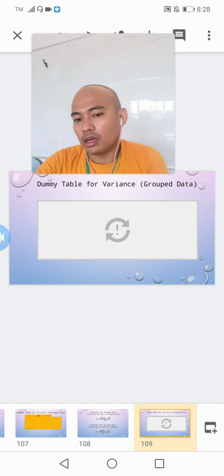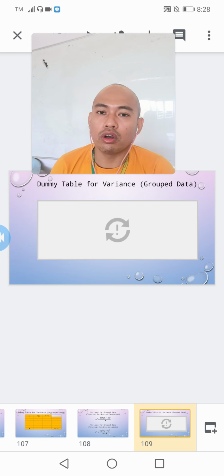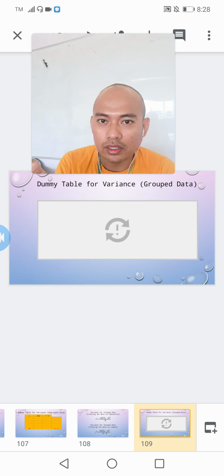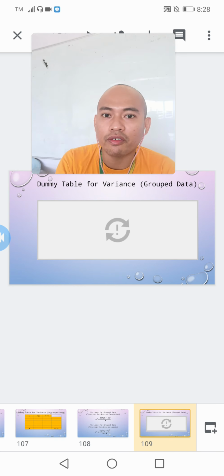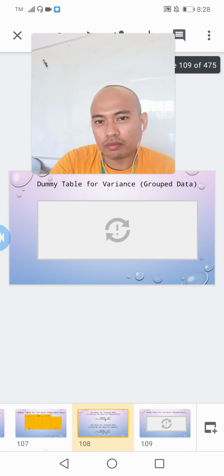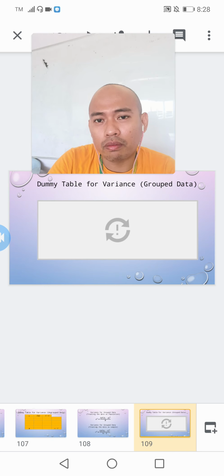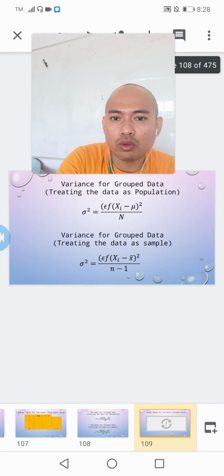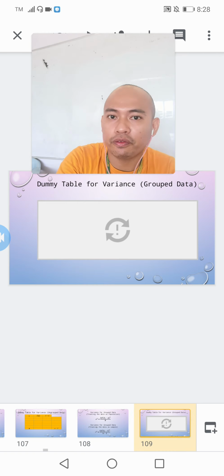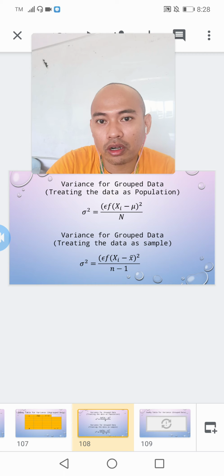So, again, here is the dummy table for the variance. Remember that the first column of the dummy table will be the intervals. The second column will be the frequencies. And the third column will be the class mark. Our fourth column will be the difference between the class mark and the mean, so we need to compute for the mean. For the fifth column, we need to get the square of the differences, x minus x bar squared.